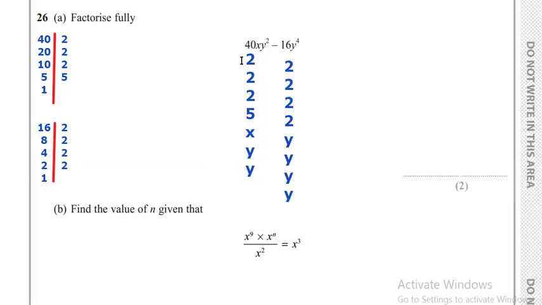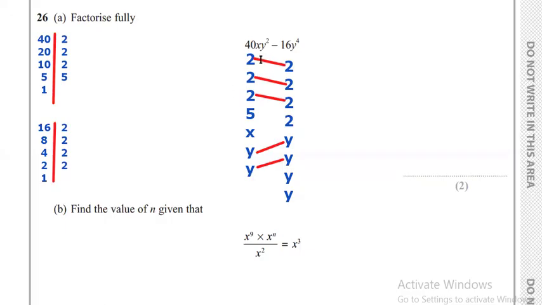Now, we broke down each element to its prime factors. Now we have to find out what common factors we have. For each pair of common factors, I take one of them only. So here I have a pair, pair, pair, and here we have y and y, y and y. For each common factor, I take one of them, and then multiply all the common factors by each other.